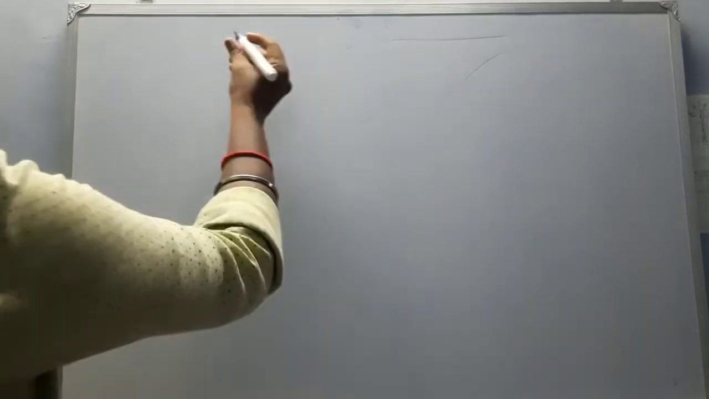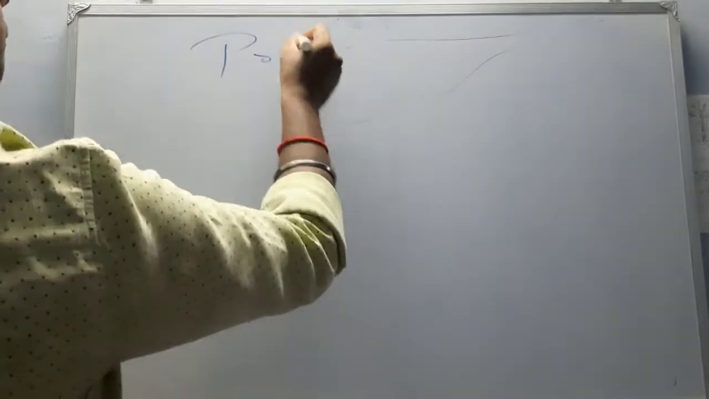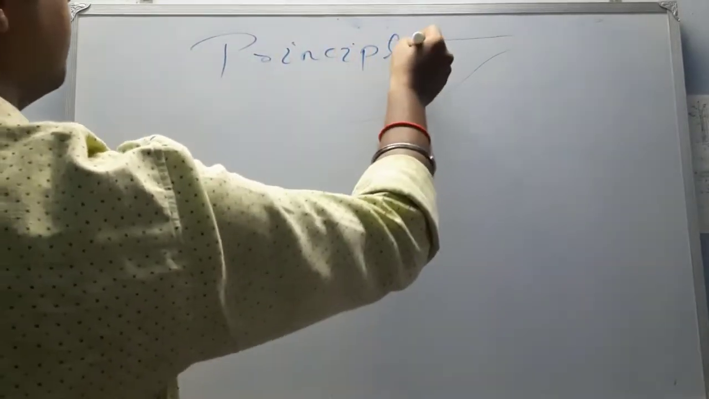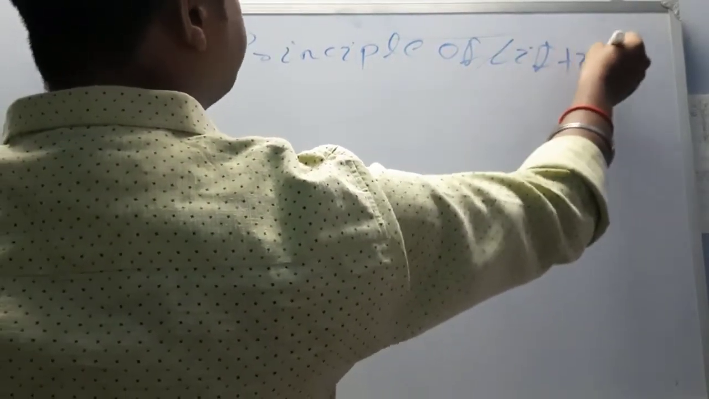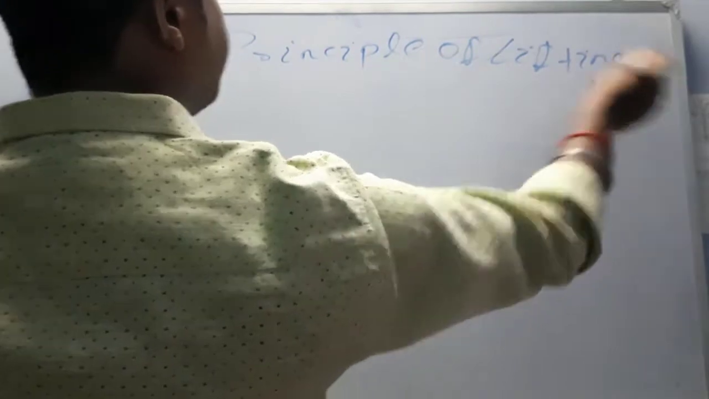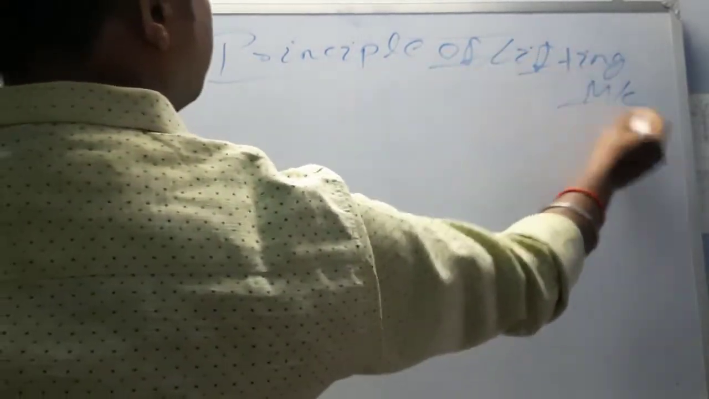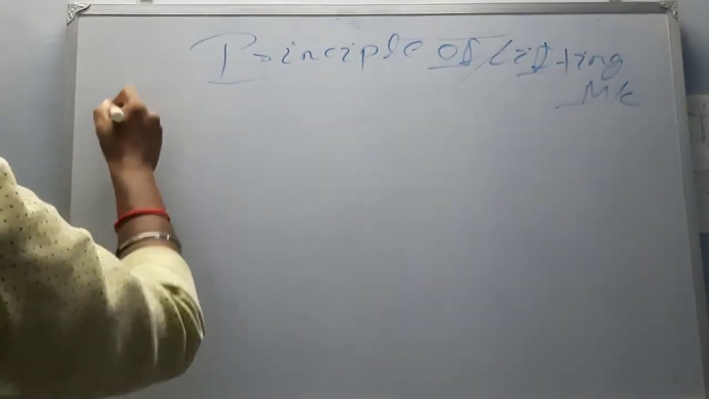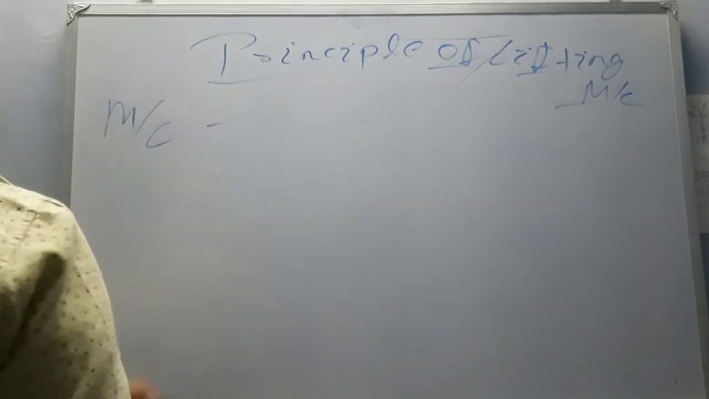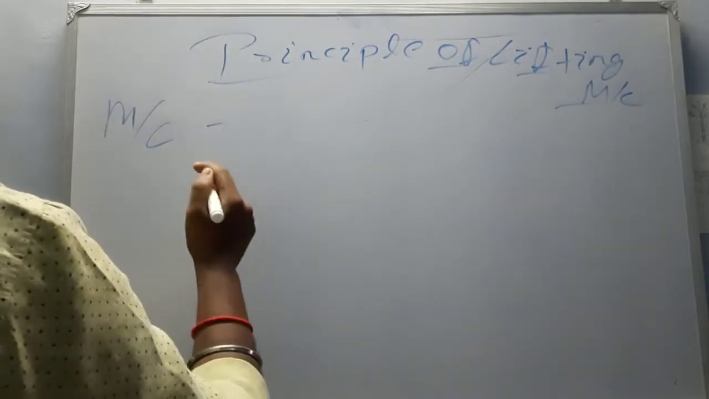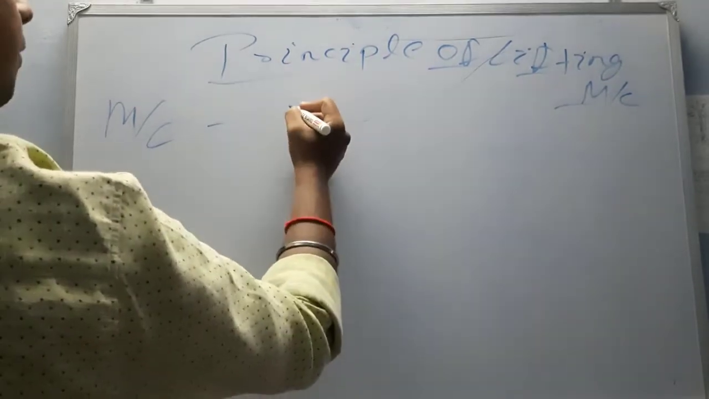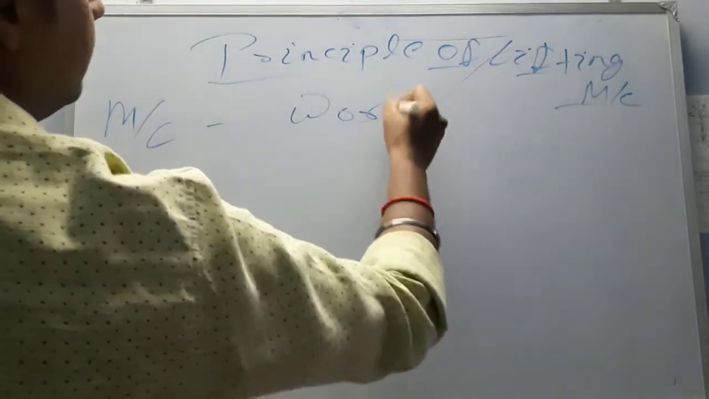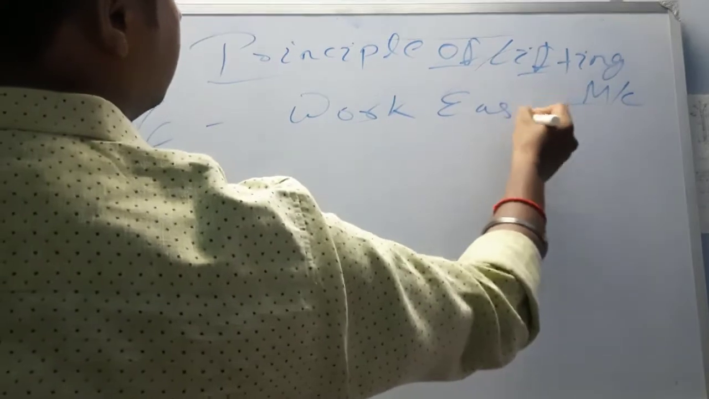Today we will learn about a chapter of mechanics, the principle of lifting machine. In this chapter, first we will start from machine. As we know, we can see various types of machines in our surroundings. Machines help us; they make our work easier.